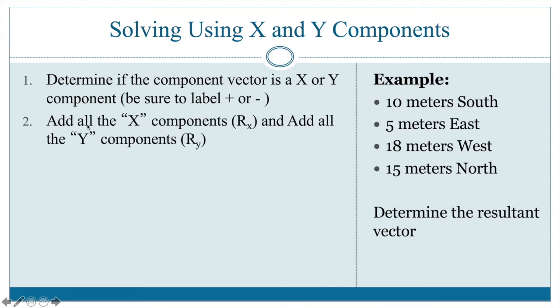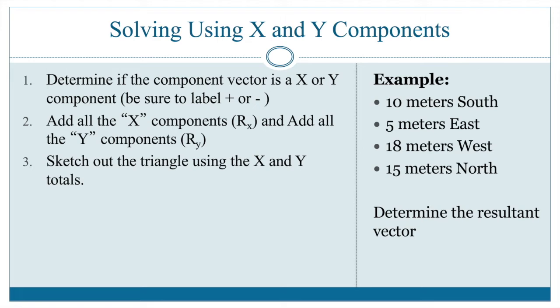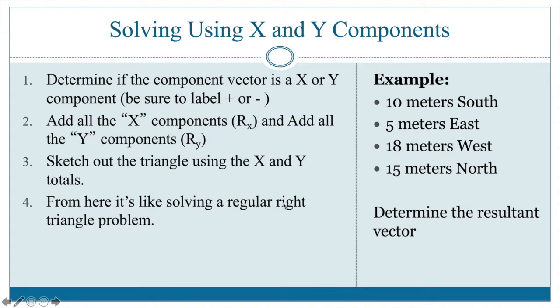Your second step is to add up all the x's. This gets you the resultant for the x value, or Rx. Sometimes it's abbreviated like that. Then you add up all the y components to get the resultant for the y value, Ry. Next, you use those totals of Rx and Ry as the sides of a right triangle, going the x direction and then the y direction. From here, it's like solving a regular right triangle problem that we've already gone over. You use the Pythagorean theorem and inverse tan to get your angle. We're just adding a few more steps before getting to a right triangle.